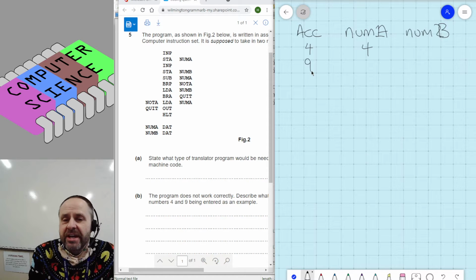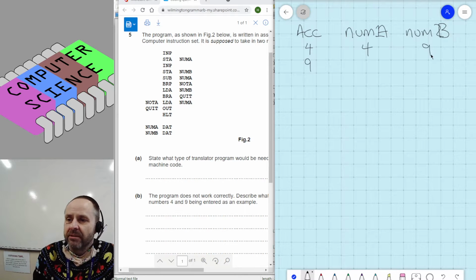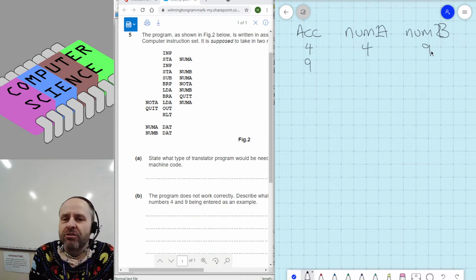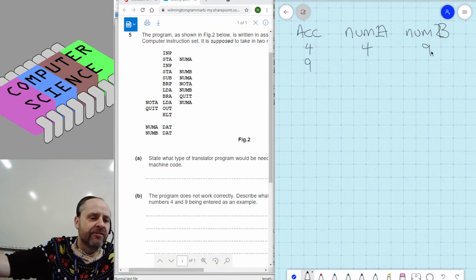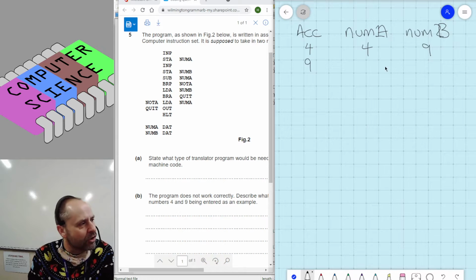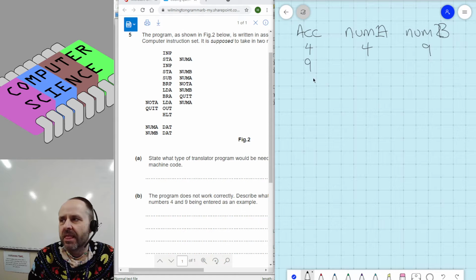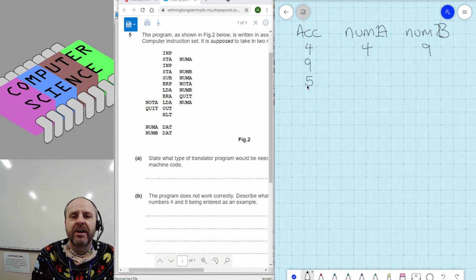Right. So the next instruction then says store num B. Oh, okay. So we're going to put the 9 in num B. Right. Then we get a subtract. So subtract does what? Right. So whatever's in the accumulator, we subtract the value given. So the value is given as num A. So that's the location of the data. So we subtract 4. So we look up the bottom. We say, right, okay, so we got 9 minus 4. So what ends up in the accumulator? 5. Okay. So that was that instruction.